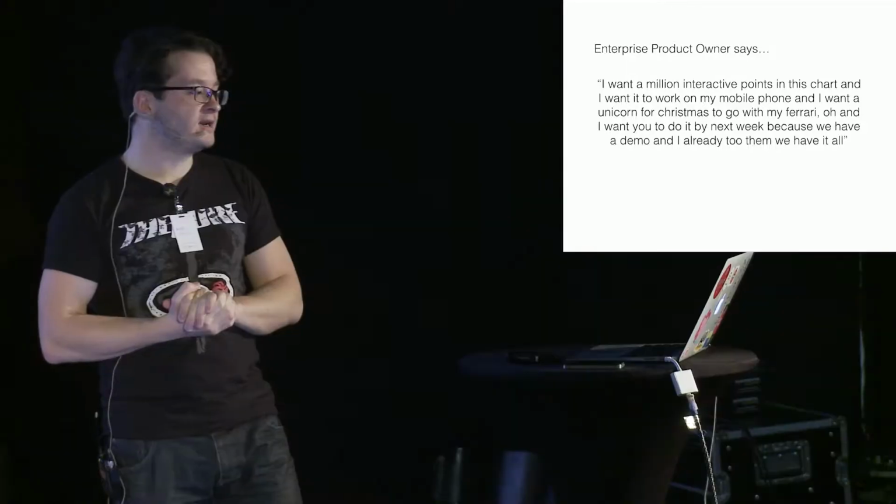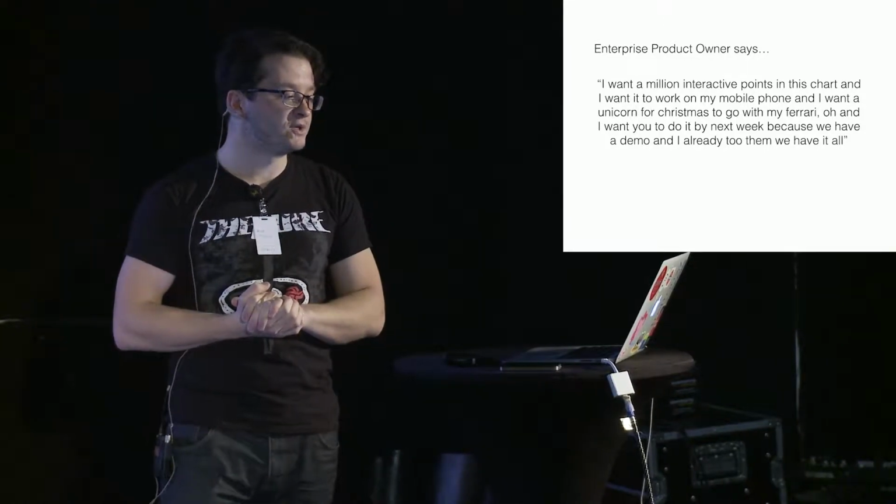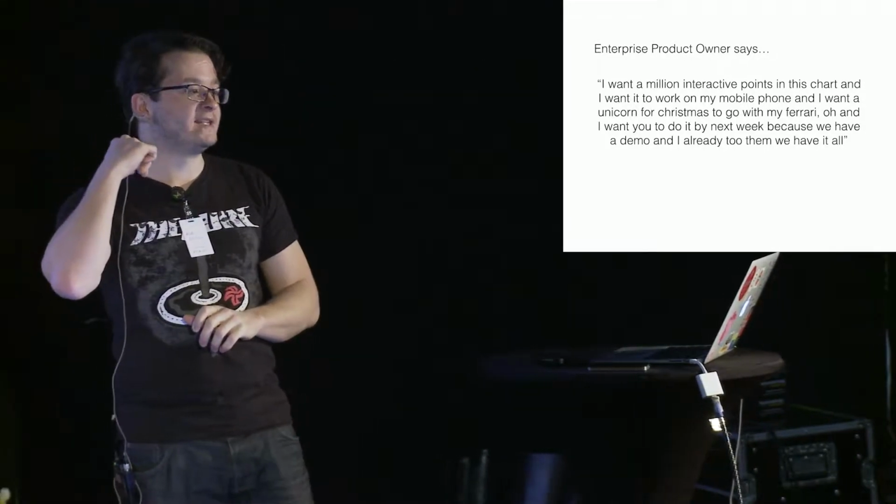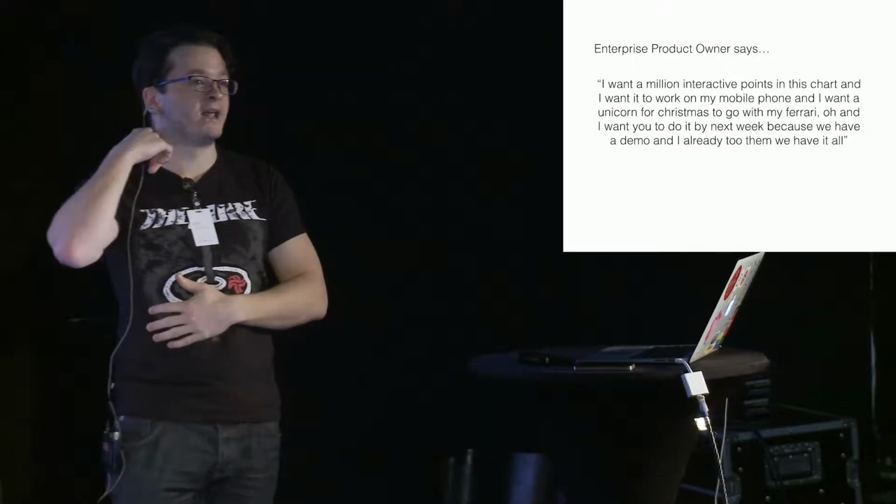This is what I mean by ponies. Enterprise product owner comes along and says, I want 1 million interactive points in this chart, and I want it to work on a mobile phone, and I also want a unicorn for Christmas to go with my Ferrari, and oh yeah, I need this next week because I have a demo and I already told them we'd have it.